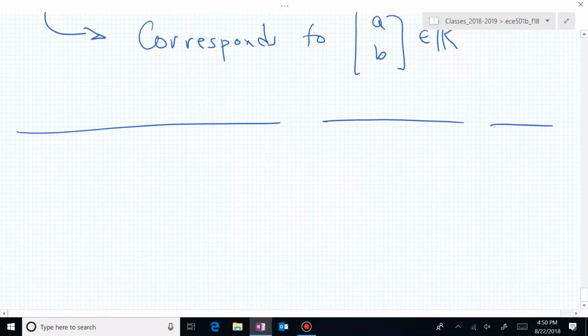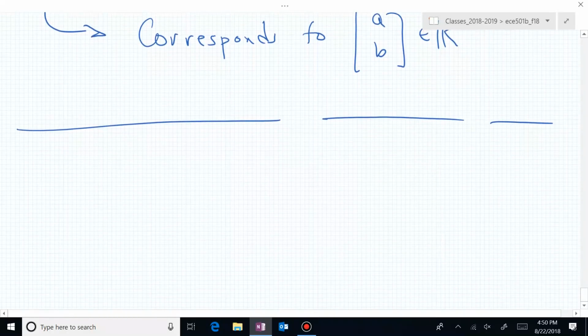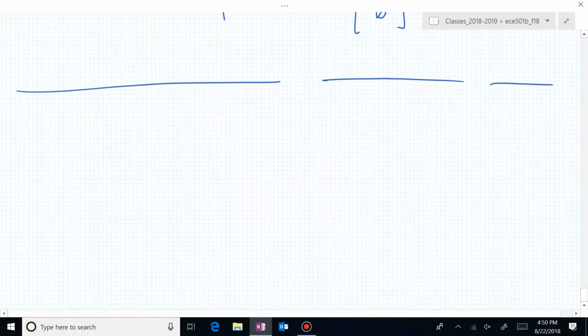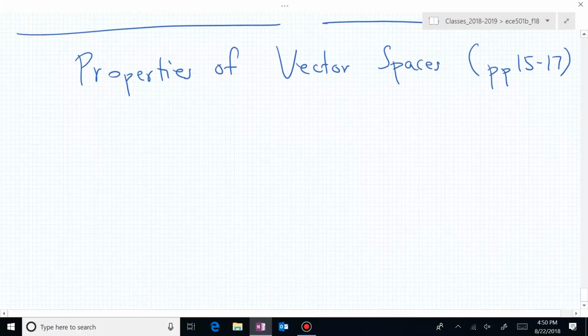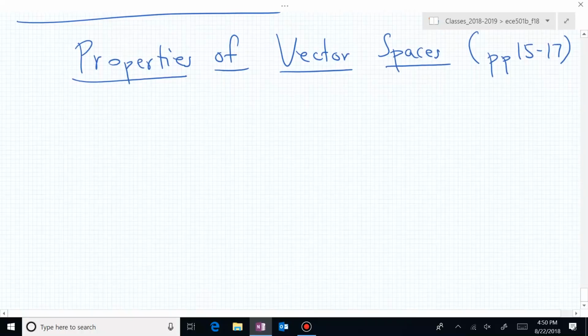So let's now talk about, or really just present, some properties of vector spaces, and it's actually now playing into that last question. Properties of vector spaces. If you're reading along or want to know where these are coming from, which you should be, you can find these on pages 15 through 17 in the book, Axler.